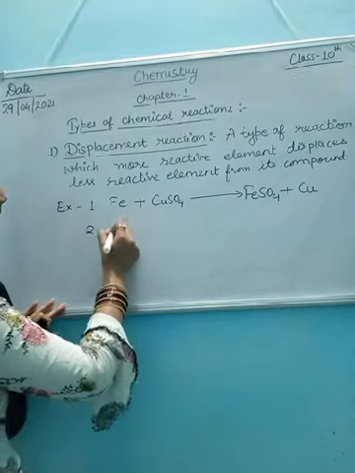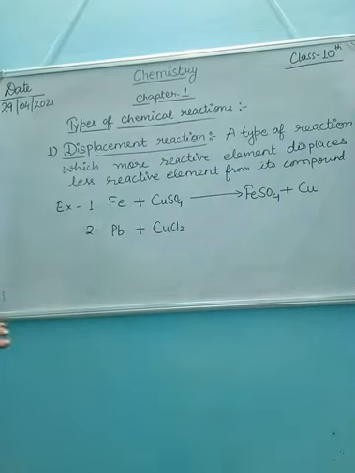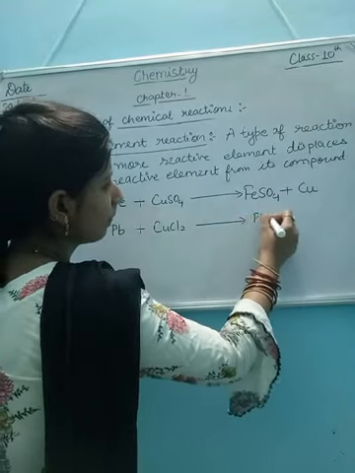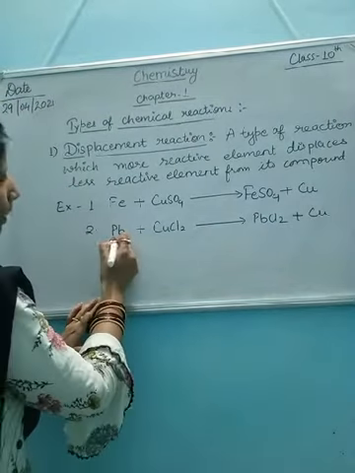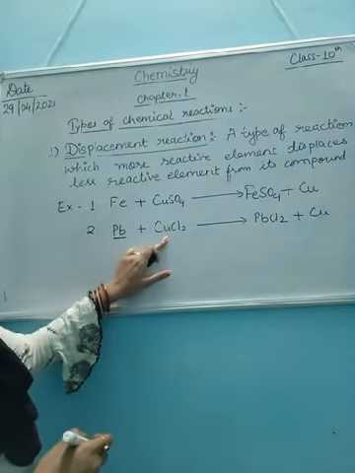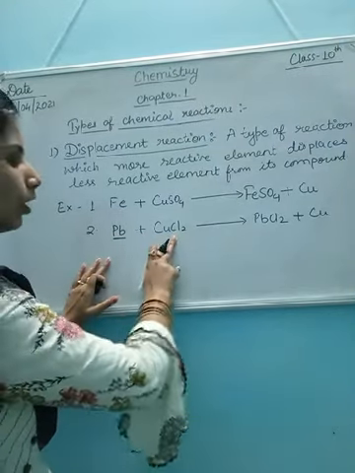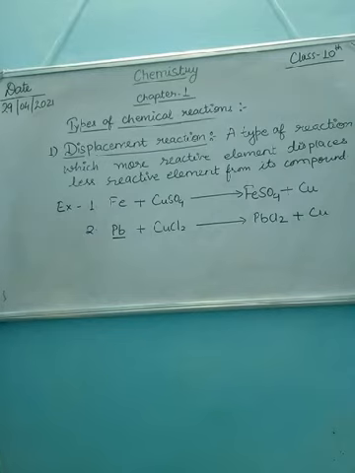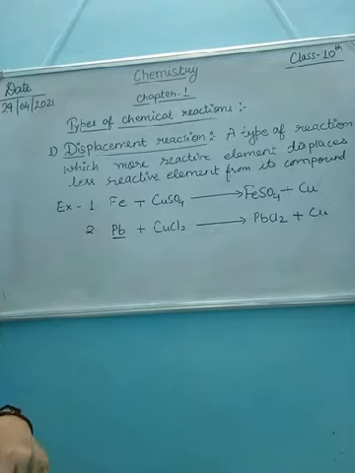Pb plus CuCl2, lead plus copper chloride. Now it becomes lead chloride, PbCl2, plus Cu. In this reaction, Pb, which means lead, is more reactive than copper. That's why lead displaces copper from its solution and it will become lead chloride and copper. So this is all about the displacement reaction: a type of chemical reaction in which a more reactive element displaces a less reactive element from its compound.